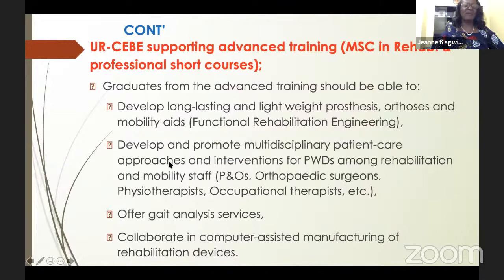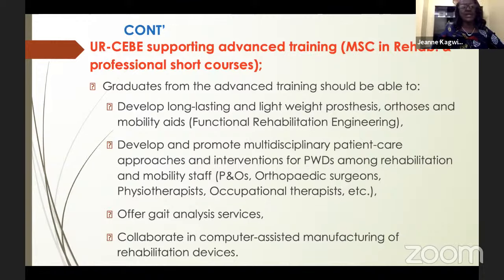Yeah, thank you. So I was just saying we have good strategies to improve the quality of education and the prosthetic services in Rwanda. And still I'm sharing the experience of the University of Rwanda. So we have a center of excellence for biomedical engineering, e-health and rehabilitation that supports advancing training for our university. So currently we are developing a master program in rehabilitation science, and we are going to upgrade the prosthetics and orthotics program to bachelor degree.